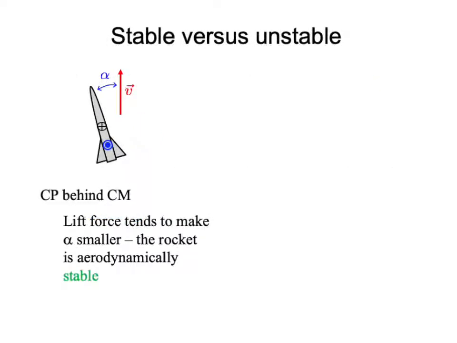So let's consider two situations about the center of mass and the center of pressure. Let's suppose first that the center of pressure is actually located behind the center of mass. And the rocket is going upward, and it's tilted at an angle of attack alpha. Now, the lift force acts sideways. In the diagram, it acts to the left. And so that lift force tends to make alpha, the angle of attack, smaller. It tends to line the rocket up with its velocity. And so the rocket is aerodynamically stable. A small angle of attack tends to straighten itself out.